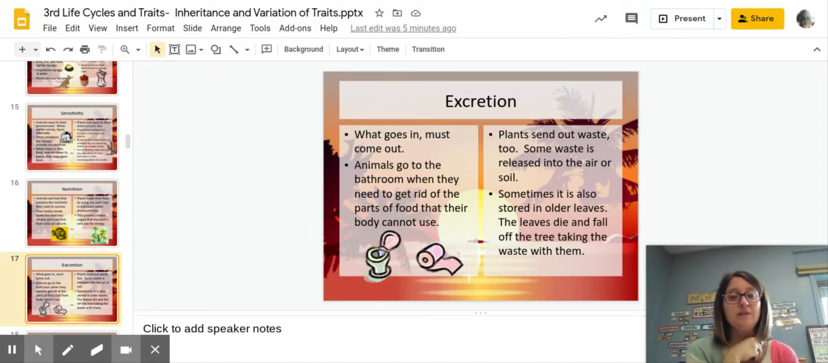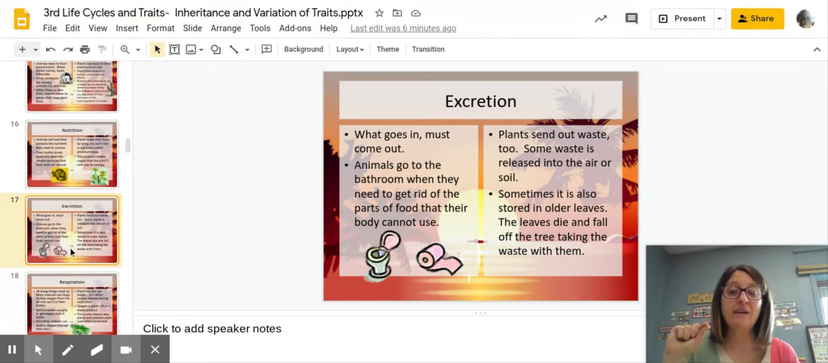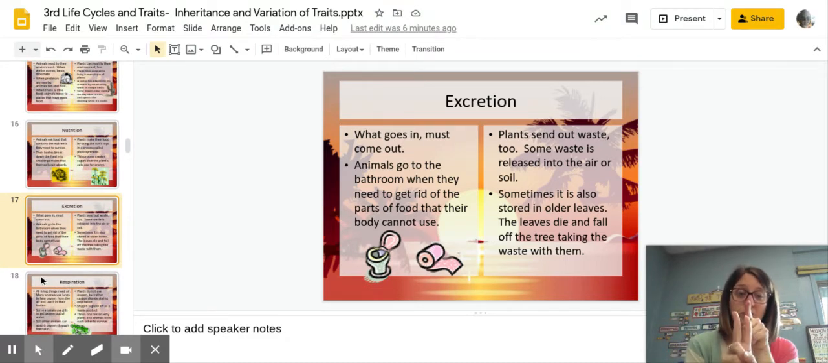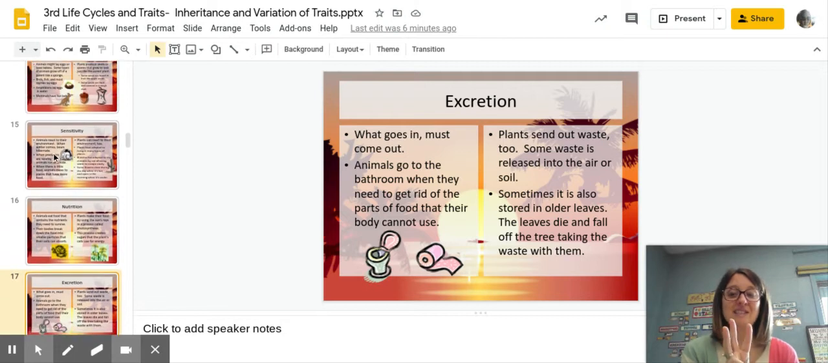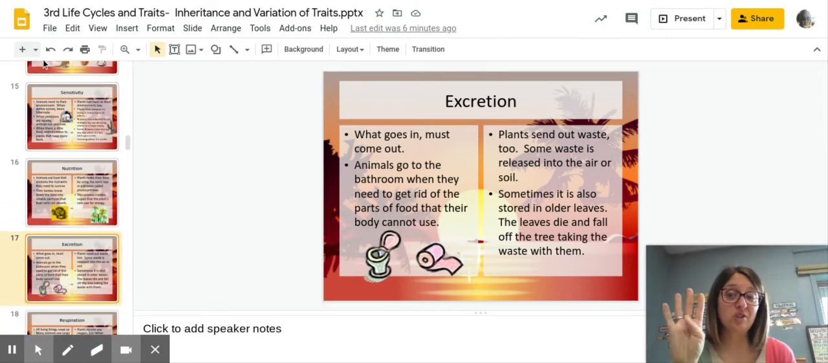Sometimes what they do is they might release their waste into the air or into the soil. Sometimes they store it in older leaves, and then when the leaves die in the fall and fall off the tree, they take the waste with them. But either way, both plants and animals have to get rid of that waste. So we move, we reproduce. If you're alive, you have to be able to reproduce. You have to be sensitive to your environment. You have to need nutrition. You have to get rid of waste with excretion.